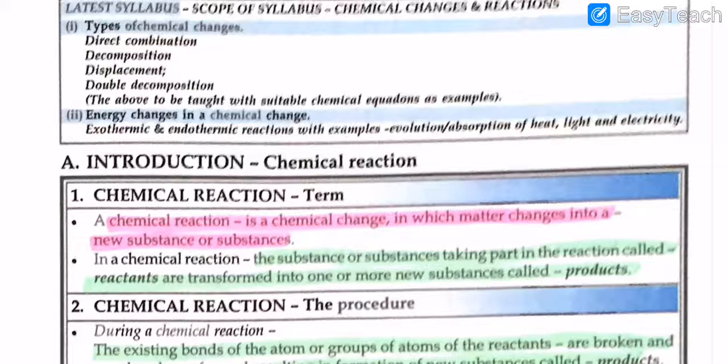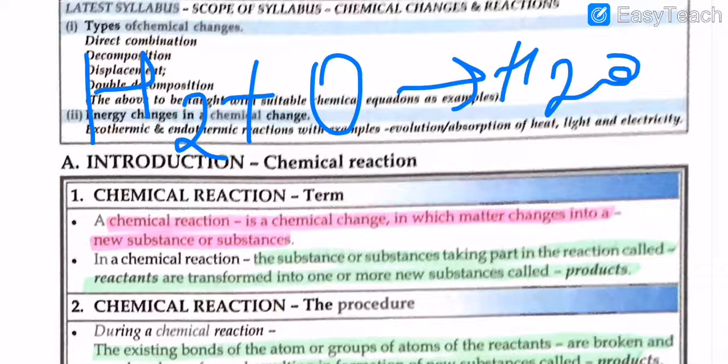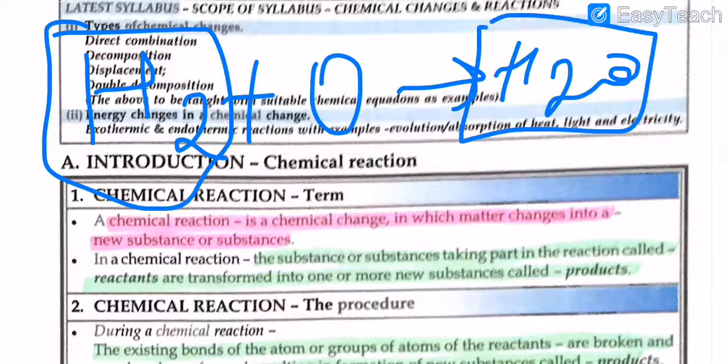Why? Because let's say I take hydrogen H2 plus O. What do I get? H2O. It's a chemical change, right? Because hydrogen is changing and is combining with oxygen to form water. So it is going under a chemical change, in which matter, any matter. Let's say in this case, what is the matter state? Liquid, water, right? So matter changes into a new substance or substances.